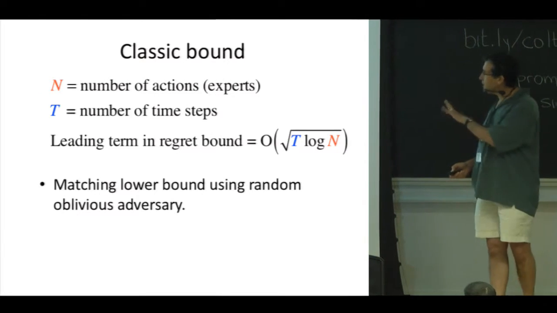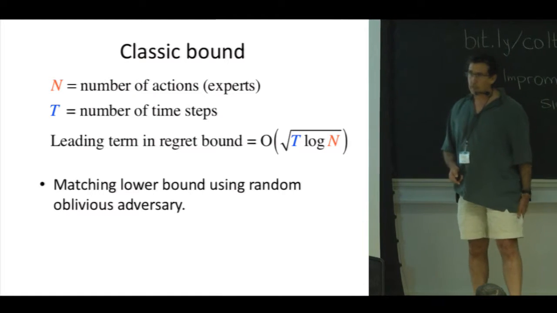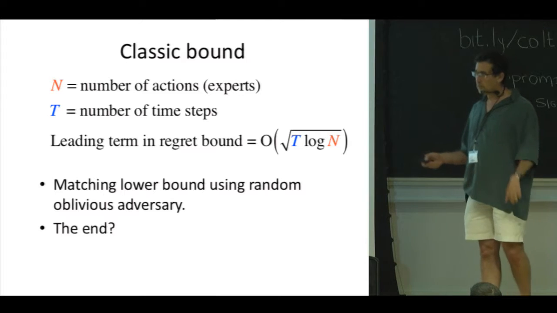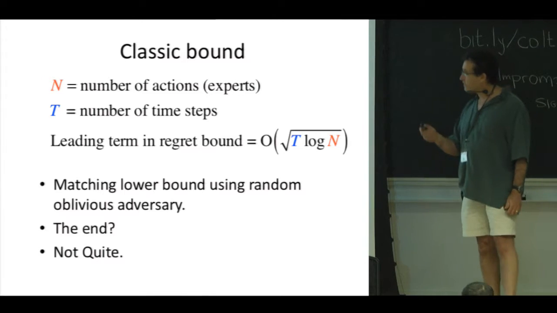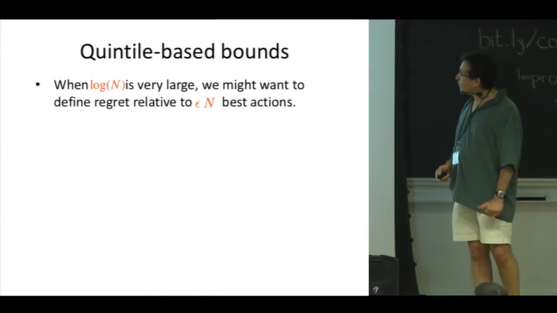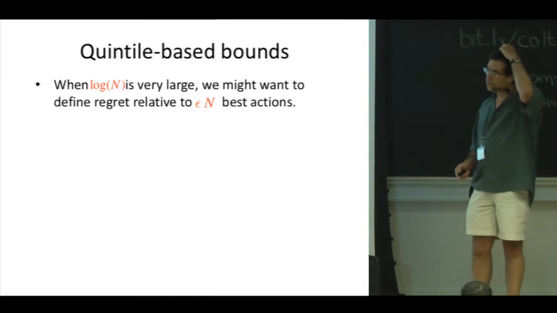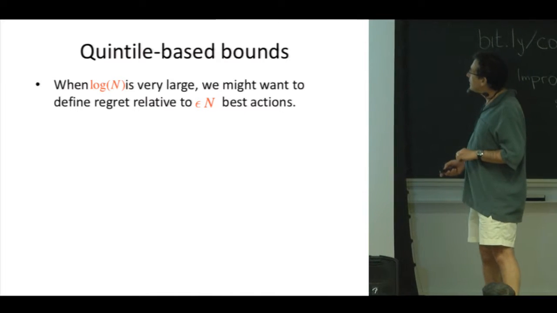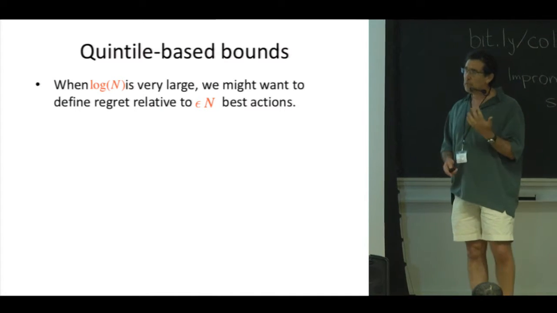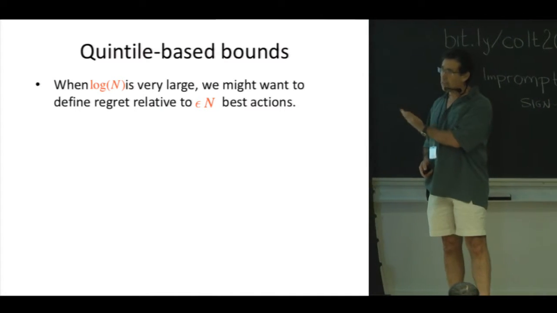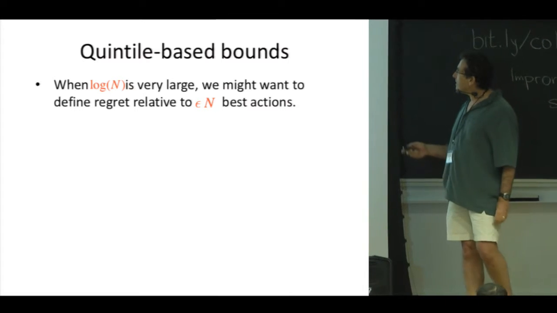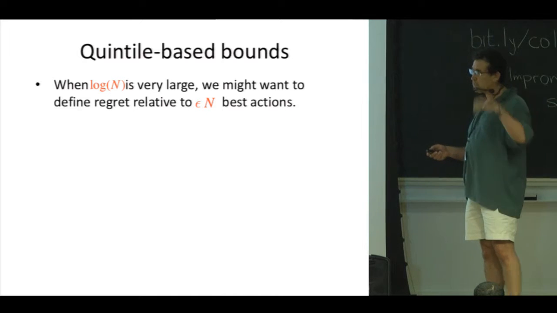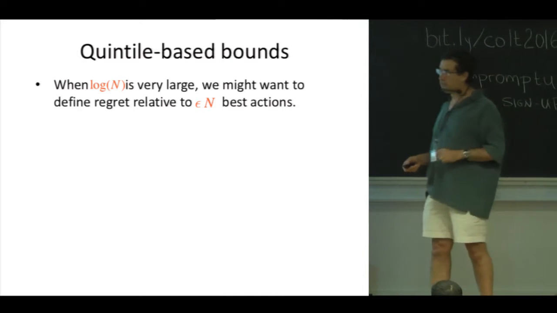And there's a matching lower bound using random oblivious adversaries. So it seems like that's it, but it's not quite the end. The first part is I want to get rid of the n. I don't like the n. Why? Because suppose that n is extremely large, so large that even log n is extremely large. Then I would like to have small regret, not just with respect to the best expert, but maybe to the top 1% of the experts.